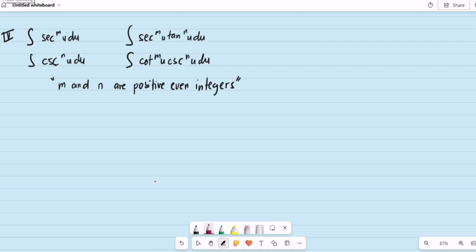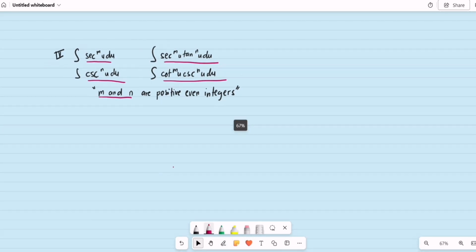Okay, good day. So this is the continuation of our lecture on the transformation method for trigonometric functions. We are on type 4 already. This is the integral of secant u raised to m, cosecant u raised to n du, or for the case of secant u raised to m, tangent u raised to n du, and cotangent u raised to m, cosecant u raised to n du, wherein the condition for these exponents is that m and n are positive even integers.